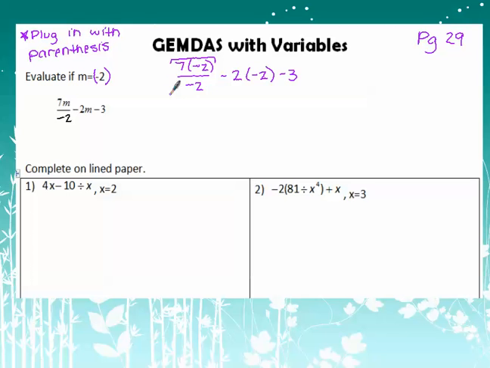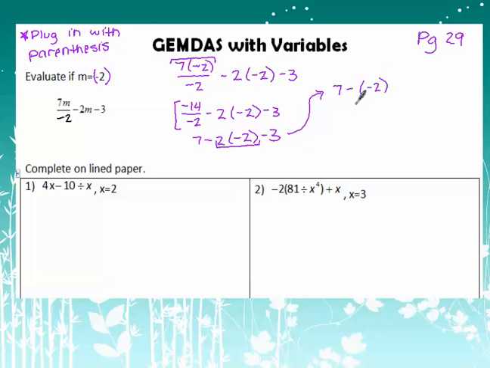So I'm going to do 7 times -2 first, which gives me -14 over -2 minus 2 times -2 minus 3. And then I'm going to finish out this fraction here. Remember, there's division there. -14 divided by -2 gives me a +7 minus 2 times -2 minus 3. I'm going to run out of room, so I'm going to come up to the top again. I need to solve my multiplication first. So I have 2 times -2. So I'm going to have 7 minus -2.